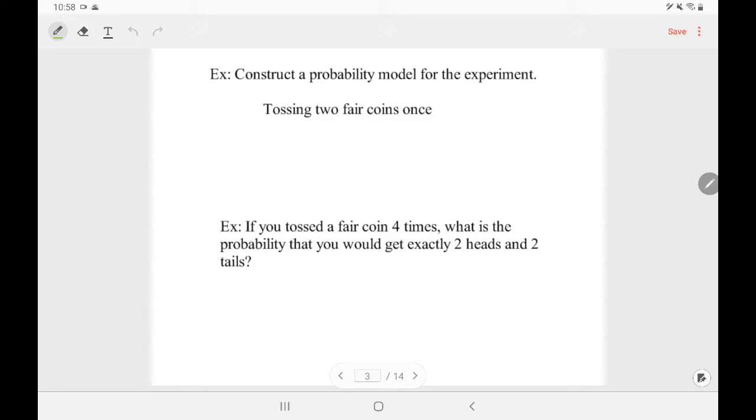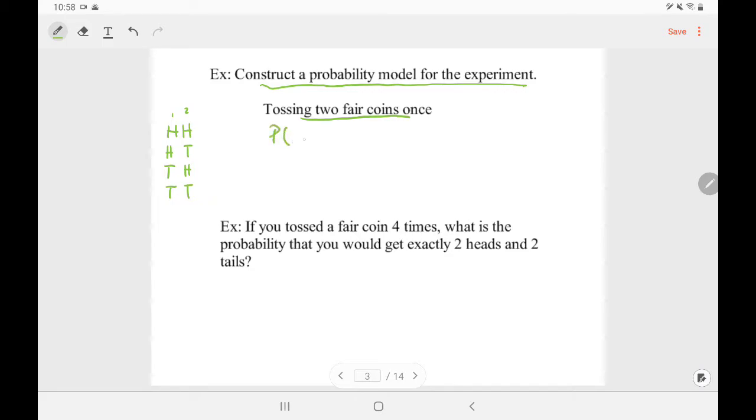Our first example is going to be to construct a probability model for the experiment. When I construct a probability model, that means I'm going to determine what all my possible outcomes are and what the probability of each of those events happening is. So if I flip a fair coin twice, first toss, second toss, I could get a heads, heads, a heads, tails, a tails, heads, or a tails, tails. Those are the 4 options that I could get by tossing 2 coins.